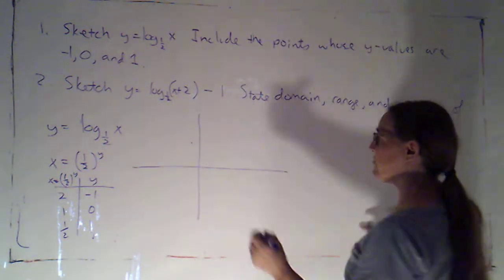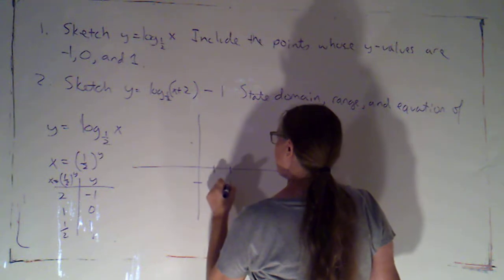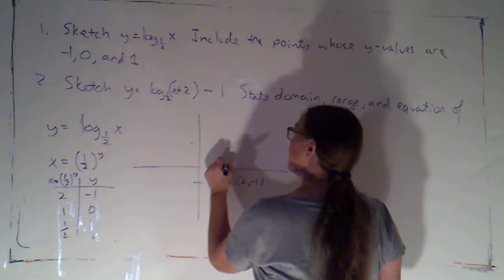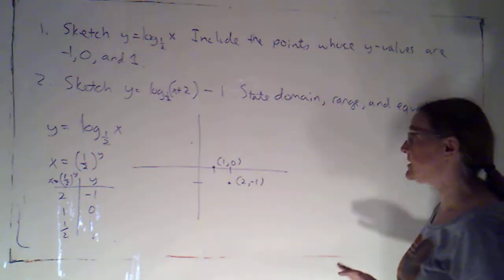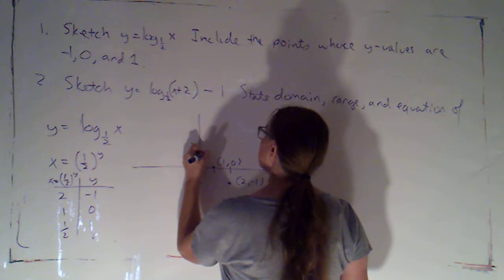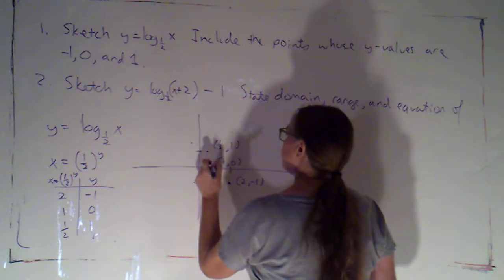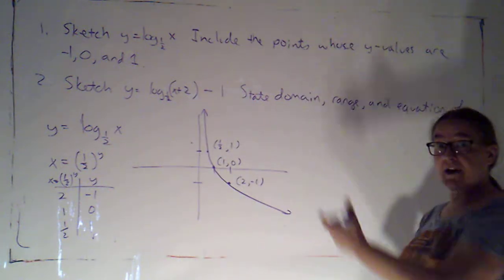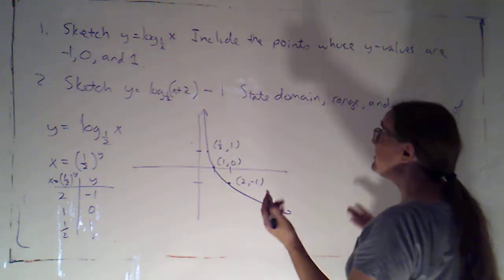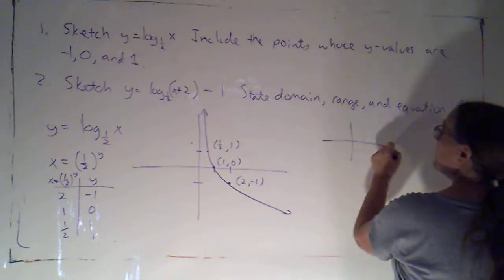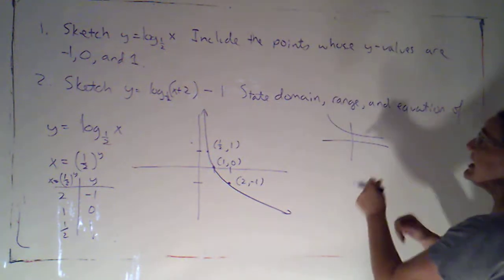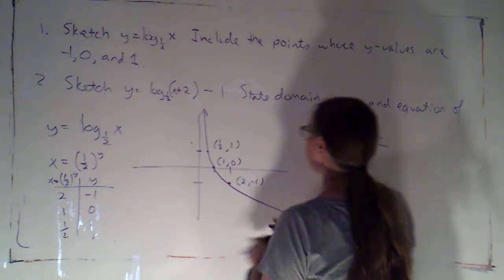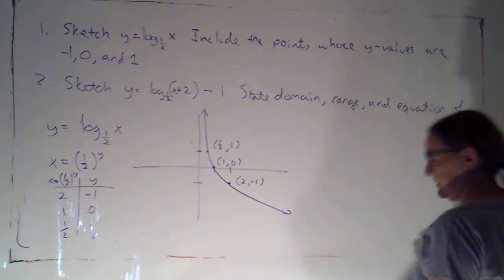1/2 to the first is 1/2. So if I plot those points, there's my 2, -1. There's my 1, 0. That's always going to be my x-intercept. And then 1/2, 1 would be right here. Now, I could have gotten that general shape by just saying, I know this was exponential decay. 1/2 to the x would have been exponential decay. If I turn and flip, I get something that looks like this. Those 3 points just have me draw things a little bit better to the appropriate scale.